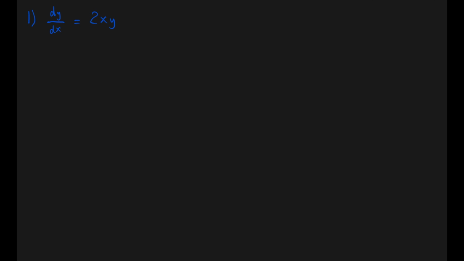So, kind of in the name, the separation of variables method means we want to get each variable, whether it's x or y, onto its own side so that we can integrate it and solve the differential equation. So how would we do that for this specific problem?